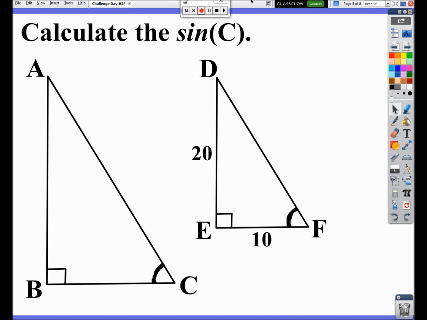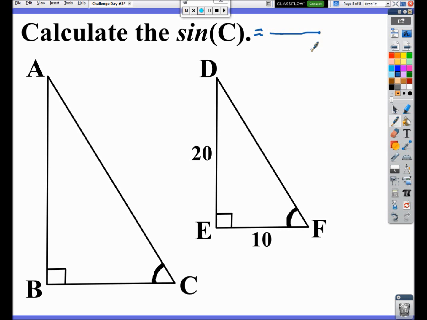All right, the next problem. Calculate the, oh my gosh, is that trig? Are we talking trig here? The sine of C? Oh boy, oh boy. I didn't think we were doing trig this unit. Don't fret, we're not going to get into the big trig.